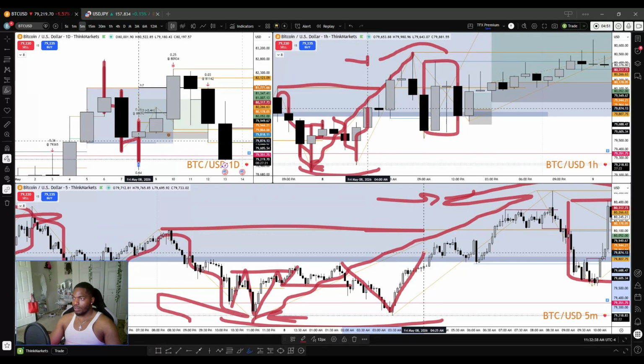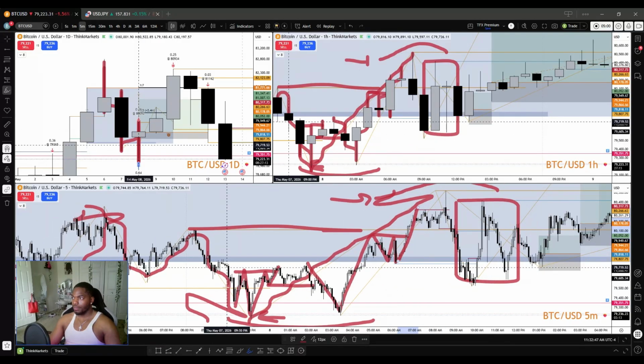And then it pushed up, pulled back. It pushed up a little bit more, but it never actually broke this high. So this is just a pullback, and we broke structure up.